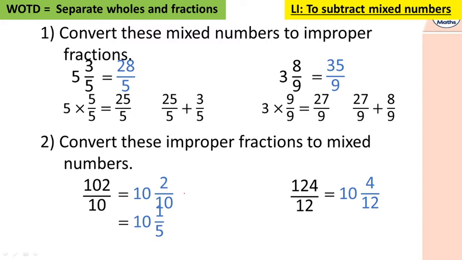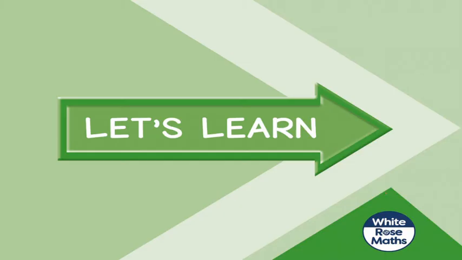And then we're just going to look at simplifying. So 2/10 becomes 1/5 because you can divide the top and the bottom by 2 to get into the smallest number. So 10 and 1/5. Here you'll notice that 4 and 12 are in the 4 times table, so you can simplify that again to 10 and 1/3. So well done if you got those.